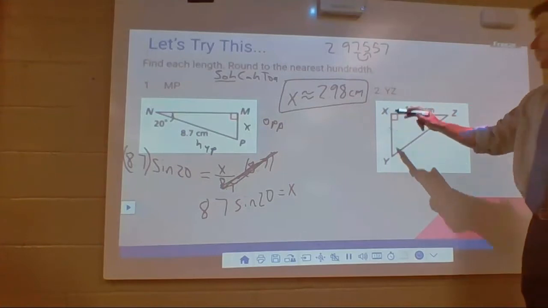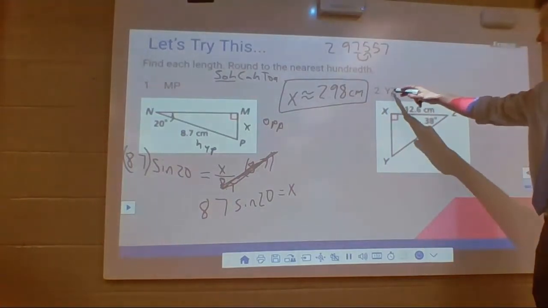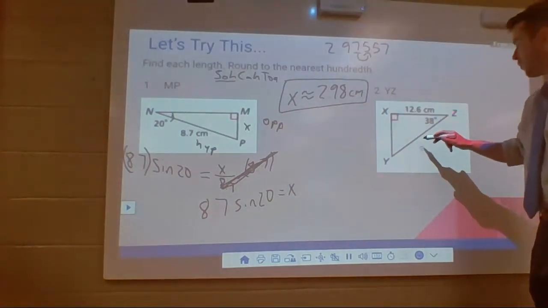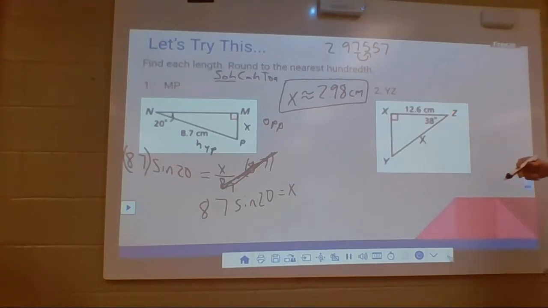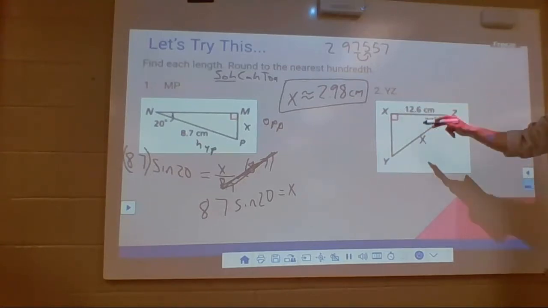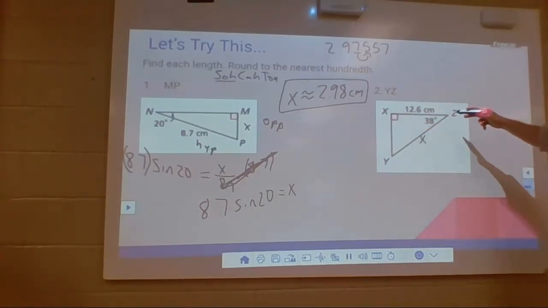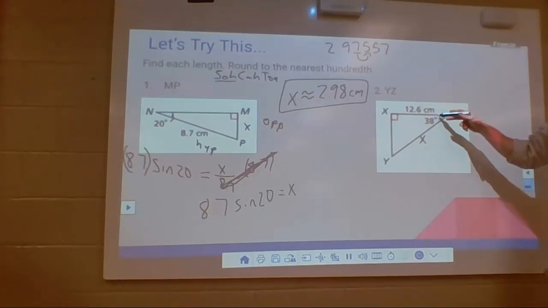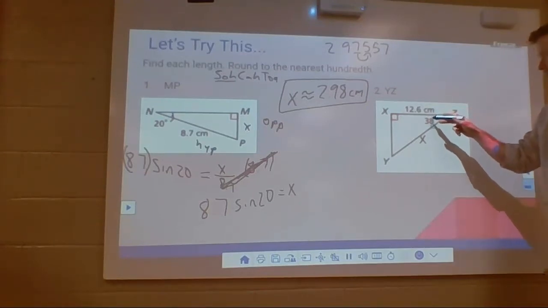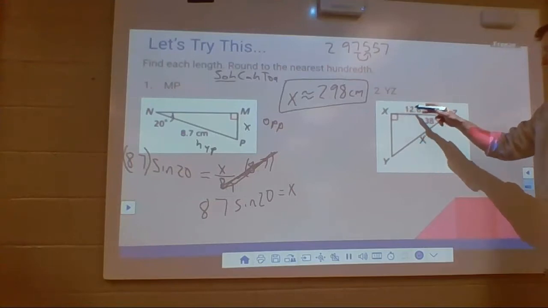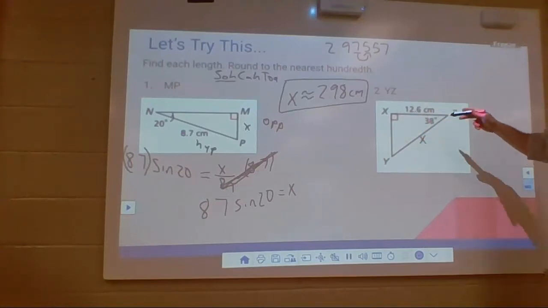So for number 2, I'm going to run through this a little bit quicker. We're going to find the length of YZ. So I'm going to say that's x. We're asked to find the length of YZ. So now I'm going to look at what I'm given. I'm given the measure of angle Z, which is 38 degrees, and side XZ is 12.6 centimeters.